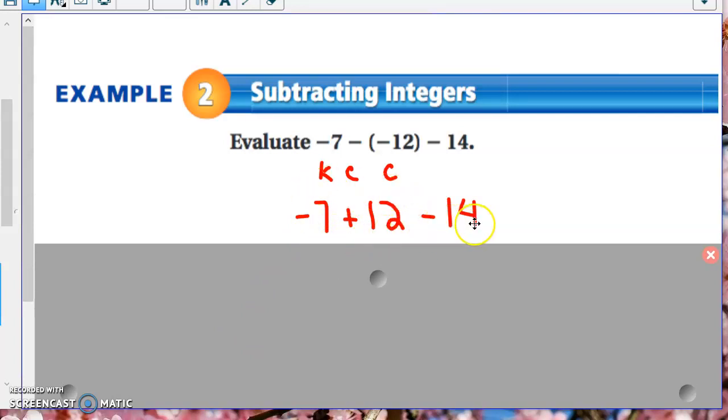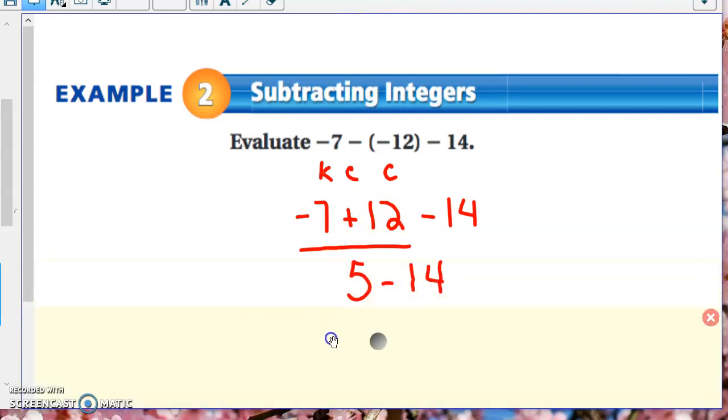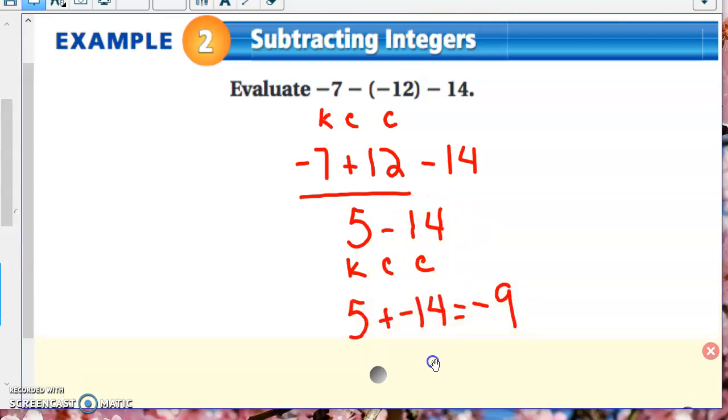Now I know I still have this minus 14 out here, but I need to solve this part first because I have to solve this problem from left to right. And negative 7 plus 12 has different signs, so I would subtract and use the sign of the bigger number. Well, 12 minus 7 is of course 5, and I use the sign of the bigger number, which is 12, so I have now 5 minus 14. Now I'm not finished yet because again I follow the keep, change, change. 5 stays the same. I change the minus to a plus, and the opposite of 14 would be negative 14.